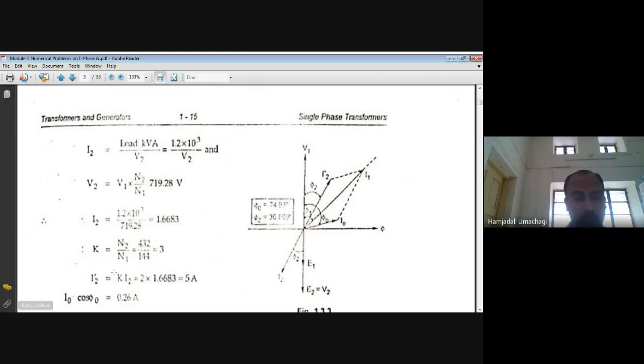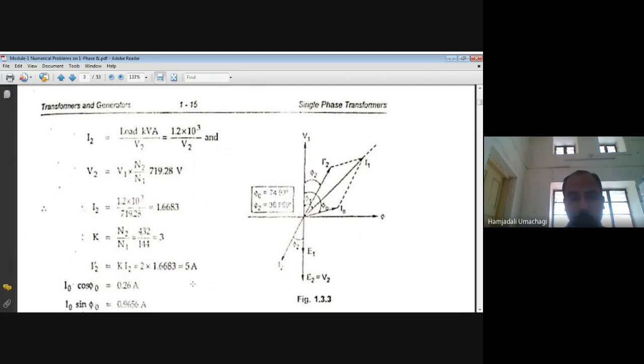Right. So now you calculate secondary current I2 dash, that is the load component of secondary current referred to primary side. I2 dash is equal to K times I2. Here the value of K should be 3, but by mistake it is printed as 2 here. You make this value of K as 3 here. All of you getting? 3 into 1.6683, then the answer will be 5 ampere. Make this correction. This is not 2, this is 3. So this is the value of I2 dash.